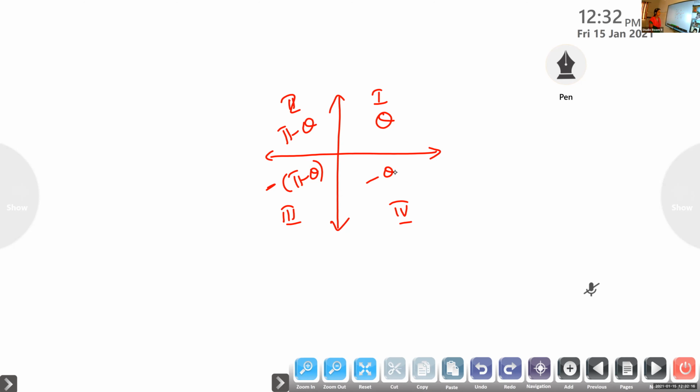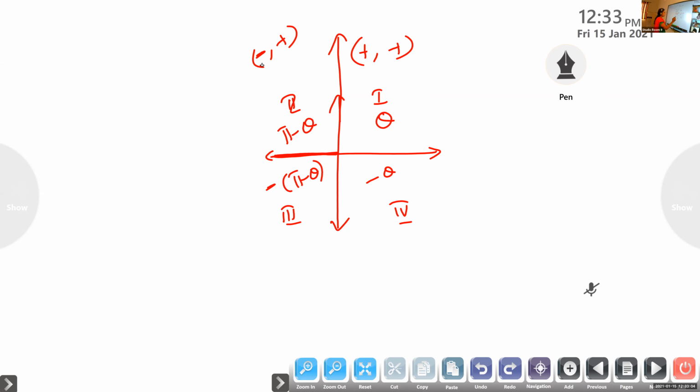Like in coordinate geometry, if you take a complex number, in the first quadrant both the real part and imaginary part are positive. In the second quadrant, the real part is negative and the imaginary part is positive. Yes or no? In the second quadrant, the x value is negative and the y value is positive. So in the second quadrant, the complex number takes the form minus comma plus.